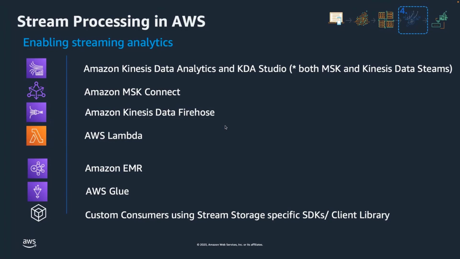Finally, to wrap things up for options on AWS, we have Amazon EMR, which includes a couple of different stream processing implementations, such as Spark Streaming, as well as Apache Flink. AWS Glue allows our users to create Spark streaming applications. And finally, similar to the streaming ingest side, we have the ability to build custom consumers using stream storage specific SDKs and client libraries.